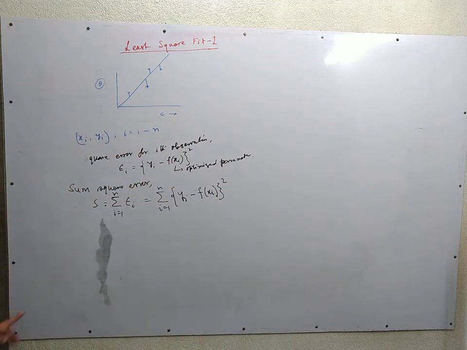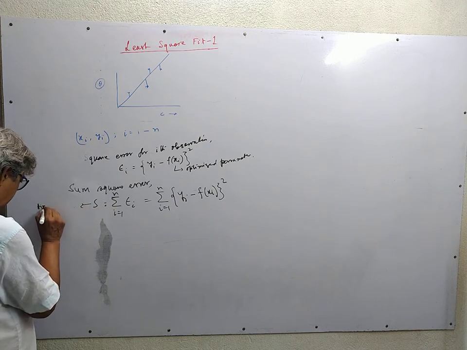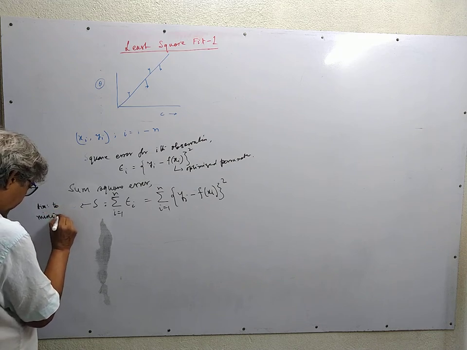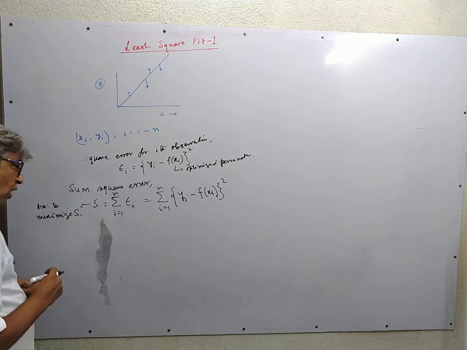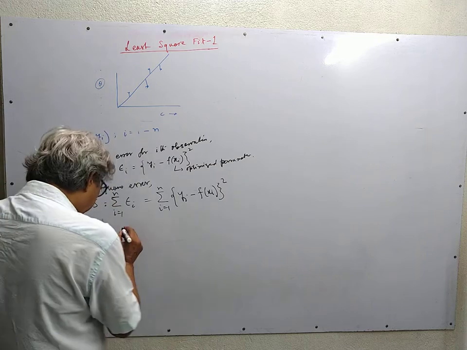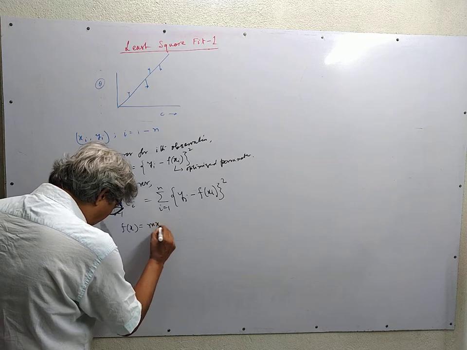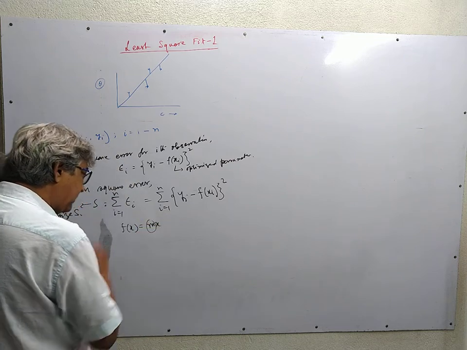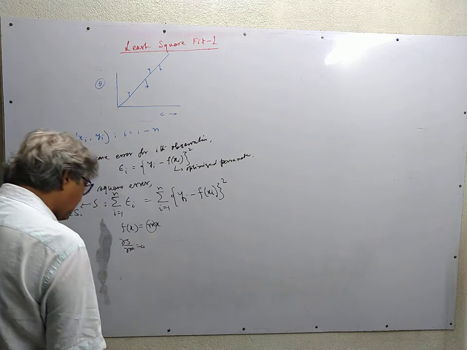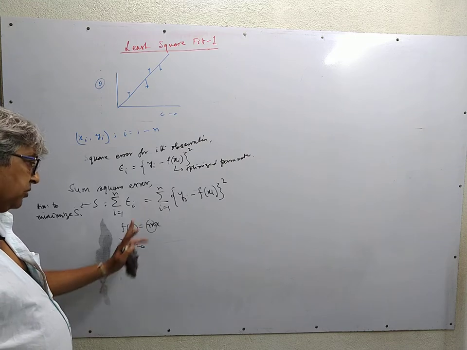Our aim is to minimize s. So how can s be minimized? Say f has few parameters. For example, f of x is equal to m x. Then we need to know m, the only one parameter. Then we set del s del m is equal to 0. So one unknown, and this will give you one equation which enables you to determine m.